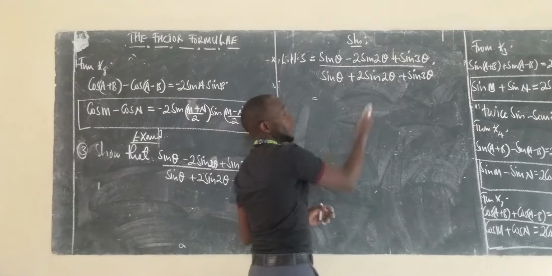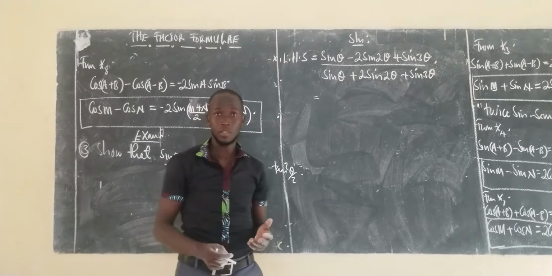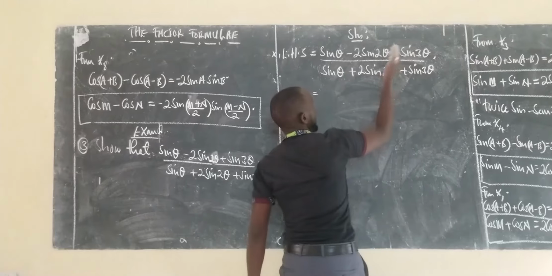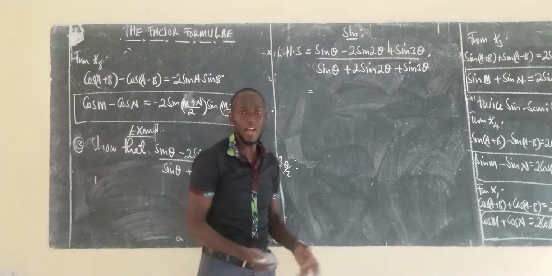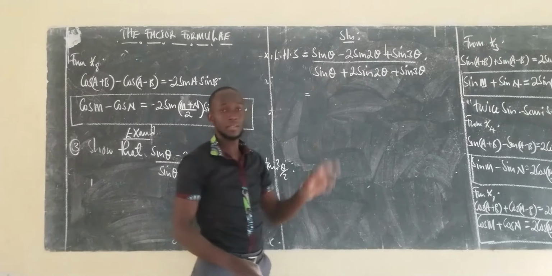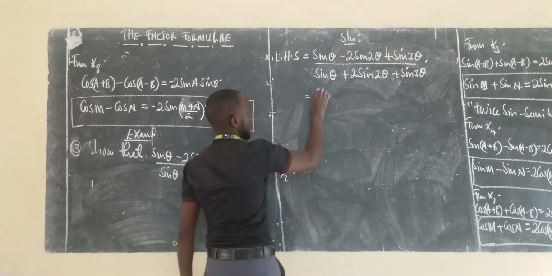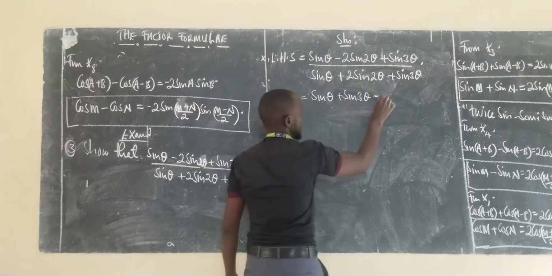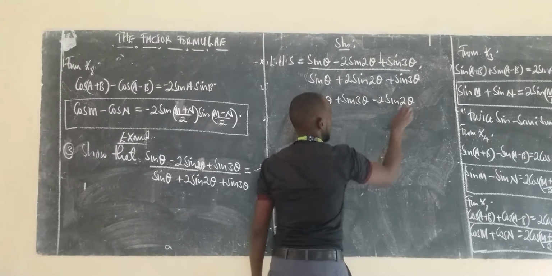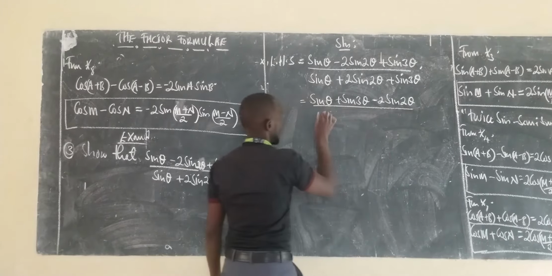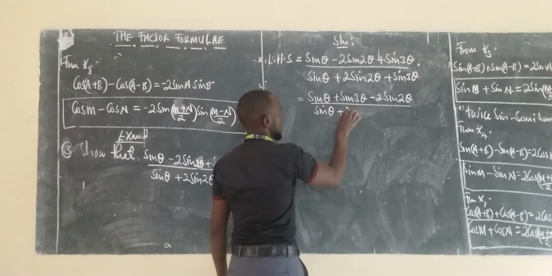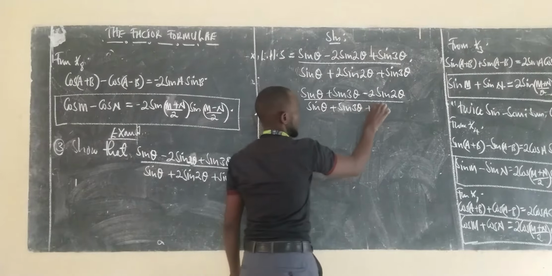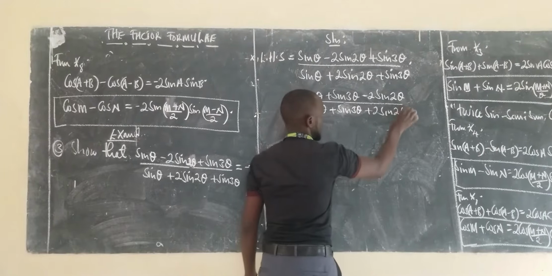Remember, these people who set questions are aware that you know what to do, but putting this on last may confuse you and you rush on taking this and this. So we shall say it is sine theta plus sine 3 theta minus 2 sine 2 theta divided by sine theta plus sine 3 theta, then plus 2 sine 2 theta.